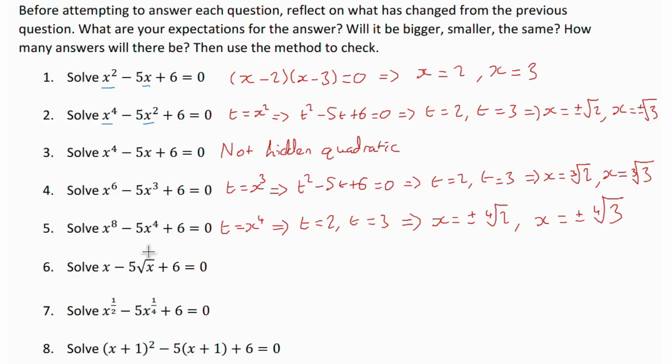Moving on to question 6. Now we've got x and root x. How might that affect how many answers there are? What do you think the answers might be before we work this out?